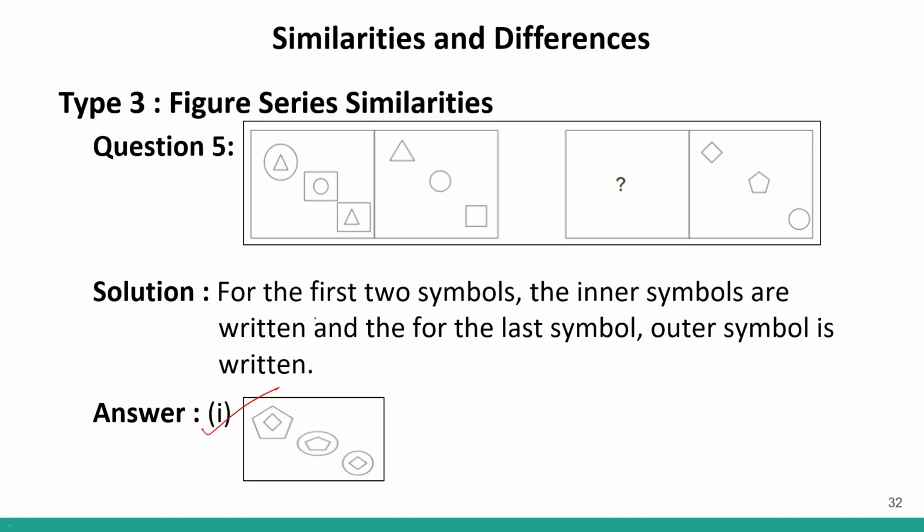So here you can see the solution. In the first 2 pairs, the inner symbols are written, and for the last symbol, the outer symbol is written. Okay, so this is how you solve figure series similarities questions. So this concludes today's lecture. Thank you.